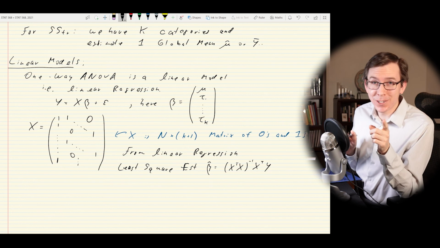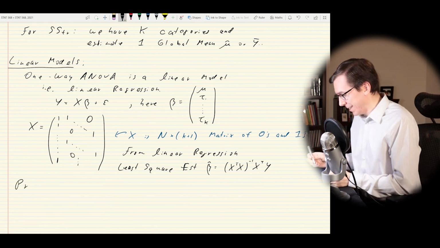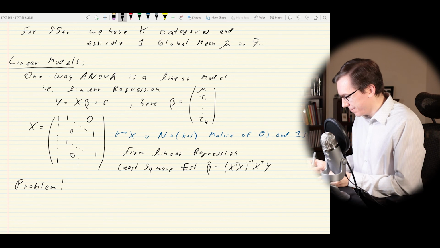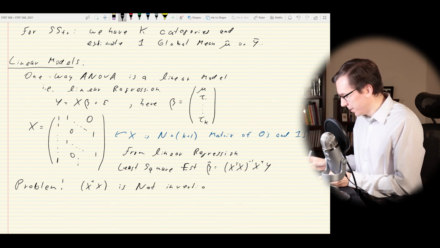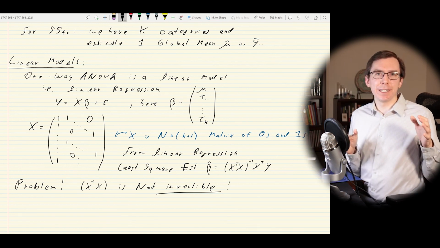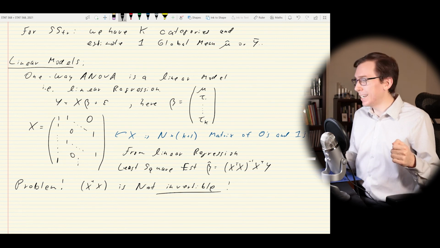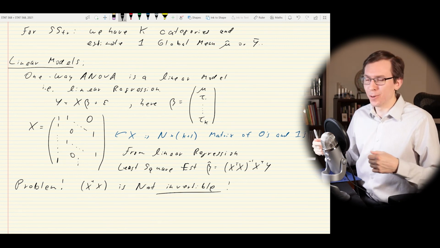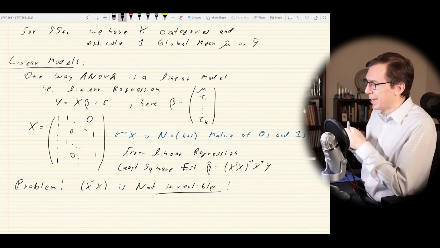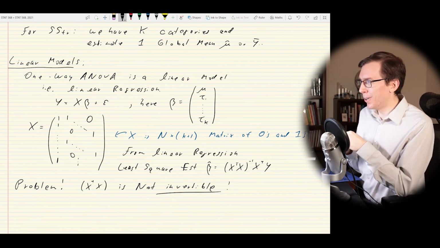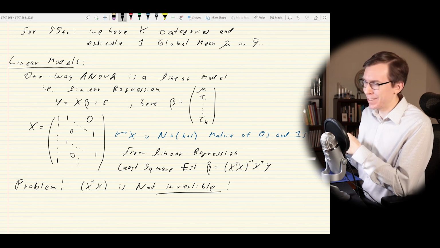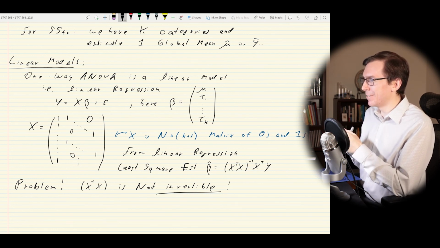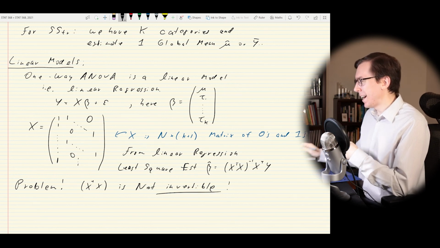Well, you almost get it out. See, there's actually a problem here, which is that X transpose X is not invertible. And this is going to be a really key thing to understand when you plug your data into R or whatever stats package you like to use. Because you're not going to get estimates for all of your parameters, you're going to lose one of them. And it's because of this idea of invertibility or identifiability.